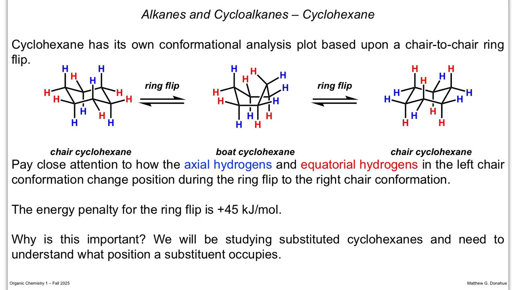So there's 3 main conformers. You have the chair, then this intermediate boat, that's high energy, and then finally, you get to the other chair. And so the boat has a penalty of plus 45 kilojoules per mole.